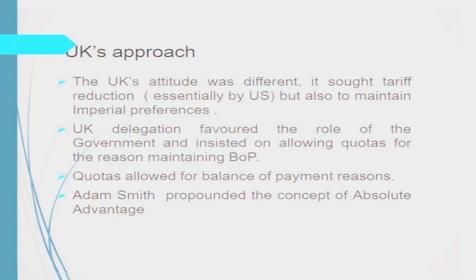But if the same rice is imported in Britain from some other country, or if the same good is imported by India from some other country other than Britain, then both will impose tariff. So that kind of thing was a new development, that is the quota system, although that was a short-lived thing. Adam Smith propounded the concept of absolute advantage.